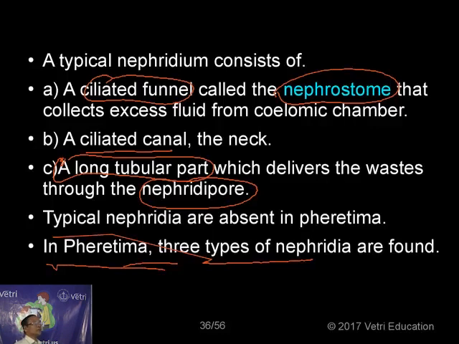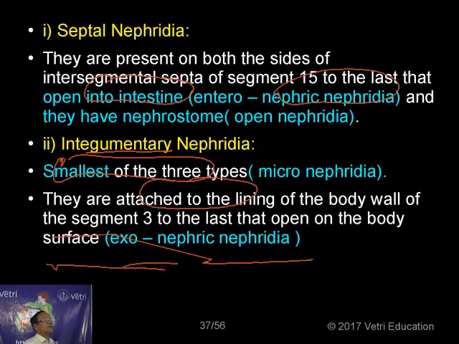There are three types of nephridia. This is a common structure you can find in other earthworms; that's why they are called typical nephridia. But in the case of Pheretima, there are three types of nephridia. They are called septal nephridia, pharyngeal nephridia, and micronephridia.